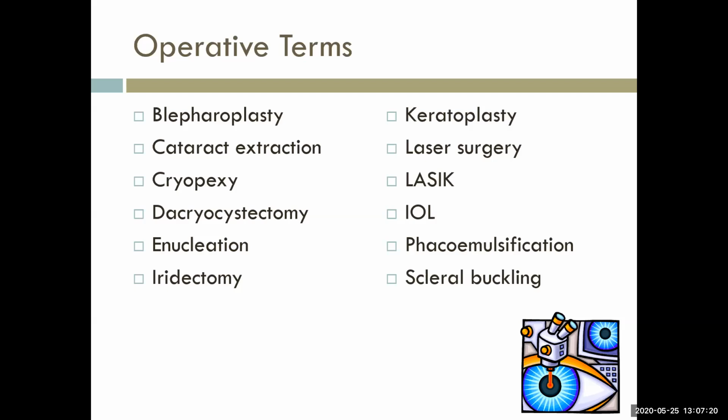Intraocular lens implant, IOL, is implantation of an artificial lens to replace a defective lens. And then phacoemulsification is use of ultrasound to shatter and break up a cataract. And then they'll aspirate and remove that.